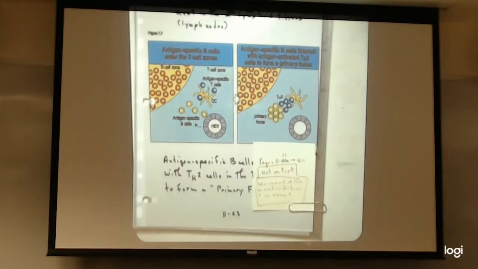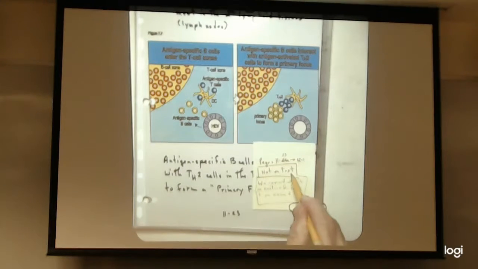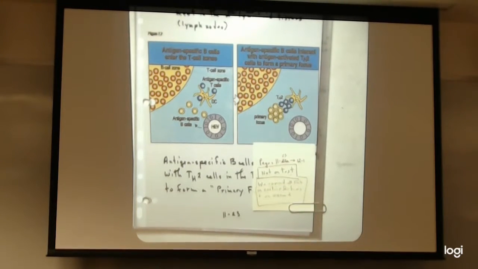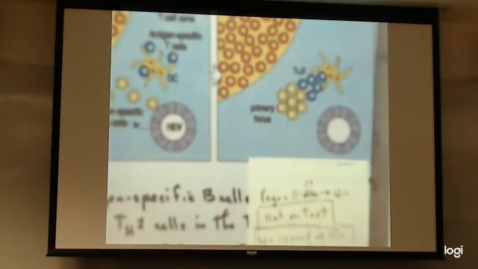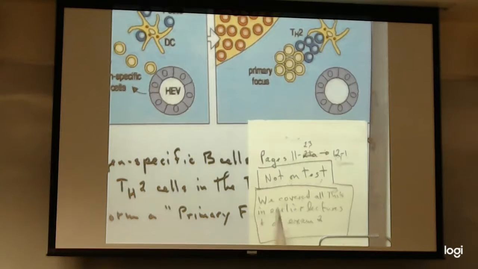So pages 11-23, this page, through 12-1 down. I'm not going to lecture on it now. Take the time. We went through it. It's not on the test. Write down that these pages are not on the test. 11-23 through 12-1. We covered all this in the lecture then.